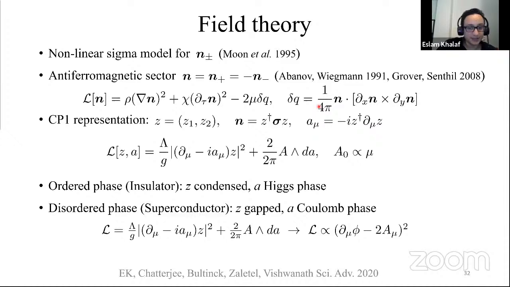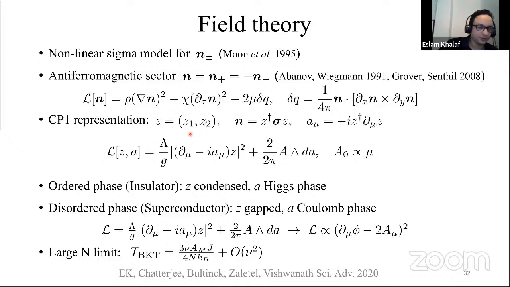And you can get a quantitative phase diagram out of this theory if you go to the large n limit of the CP1 theory. So go to CP^n, make this an n component vector. And I will not show the details of the phase diagram, but I will just show the final result, which is you can extract the BKT transition temperature that's given by this expression, which apart from the numerical prefactors has the precise dependence I showed earlier. So it's proportional to the density of skyrmions times J.